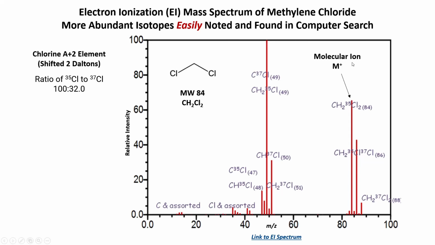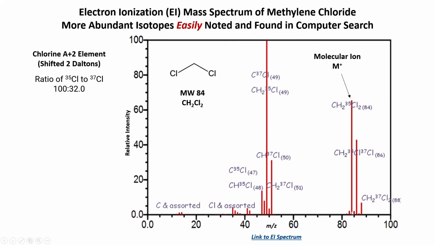Again, we see an abundant molecular ion here. In this case, it'll be for CH2 with 2 chlorine atoms that are chlorine 35. And 2 units over, you'll see one at mass to charge 86, in which we have a chlorine 35 and a chlorine 37. And even further over, we're at 84, 86, and this will be at 88 due to the presence of 2 chlorine 37 atoms and no chlorine 35. So you can see it's a very distinct mass spectrum.